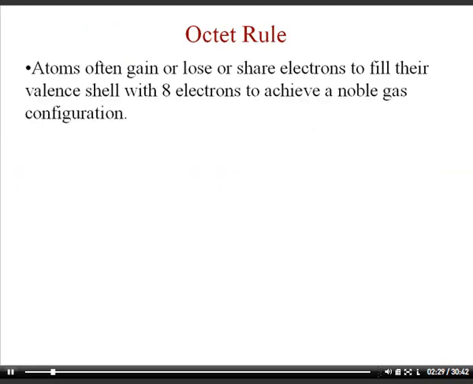On the next page we discuss the octet rule, and atoms often gain or lose electrons when they're making ionic bonds, and they share electrons when they're making a covalent bond, and they're trying to fill their valence shell with electrons, and being full would be 8 electrons in their outer shell, and that's going to look like a noble gas.